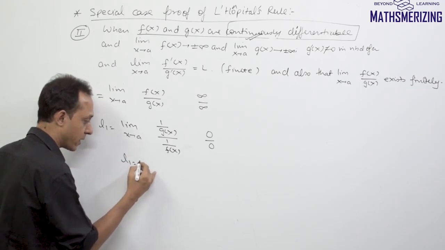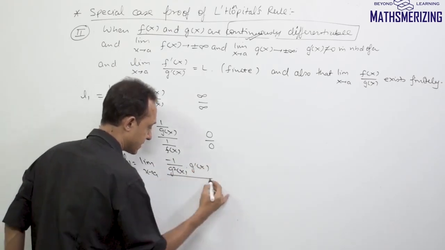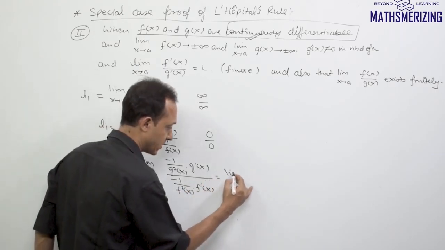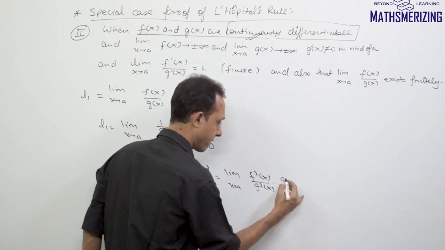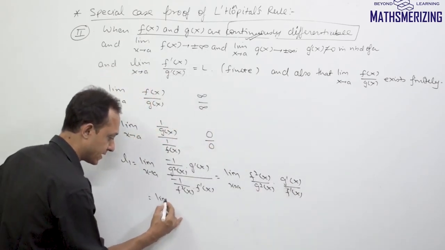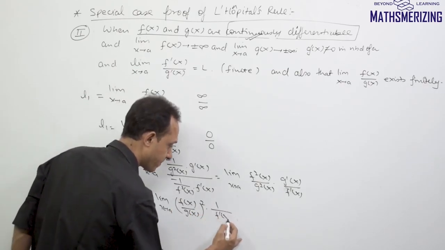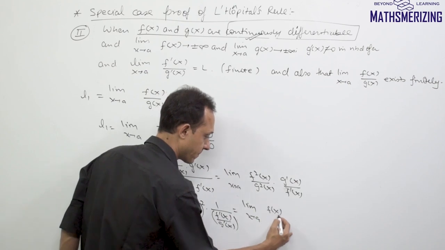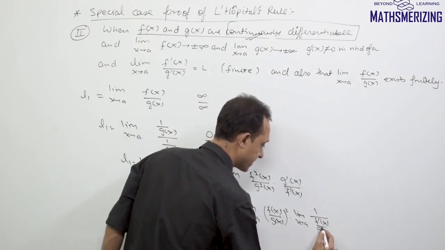So if I apply L'Hopital's rule, I can write L1 as limit x tends to a minus 1 upon g square x into g dash x, upon minus 1 upon f square x into f dash x. So I can write it as limit x tends to a f square x upon g square x into g dash x upon f dash x. So I'll write it as limit x tends to a (f(x) upon g(x)) whole square, and then 1 upon f'(x) upon g'(x). So now I'll separate the limits. I'll write limit x tends to a (f(x) upon g(x)) whole square, and then limit x tends to a 1 upon f'(x) upon g'(x).